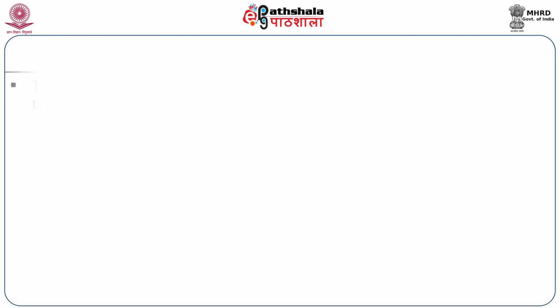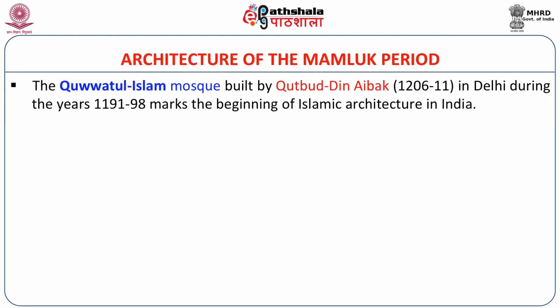As we all know, the first period was known as the Mamluk period, or some people say the slave dynasty, and the first mosque that we see in Delhi is the Quwatul Islam Mosque, which was built by Qutbuddin Aibak, who ruled between 1206 and 1210, and the mosque was built during the years 1191 to 98, which marks the beginning of Islamic architecture in India.